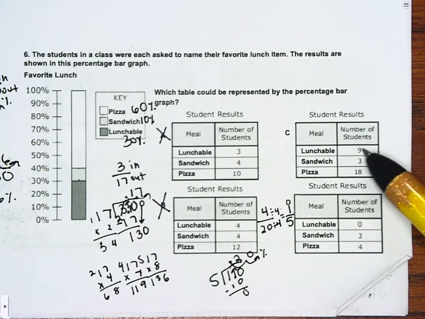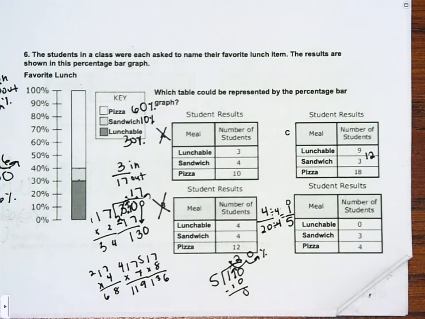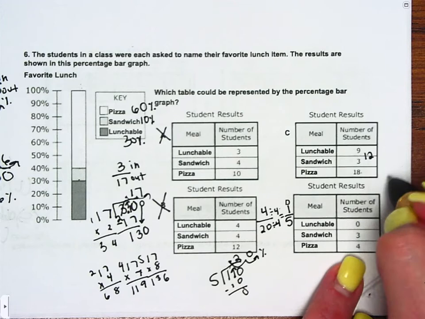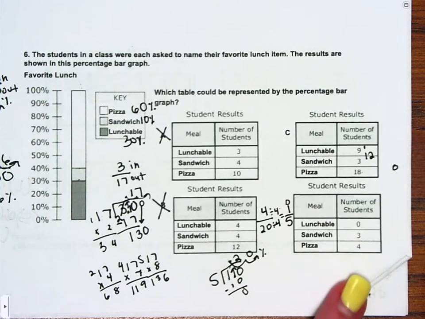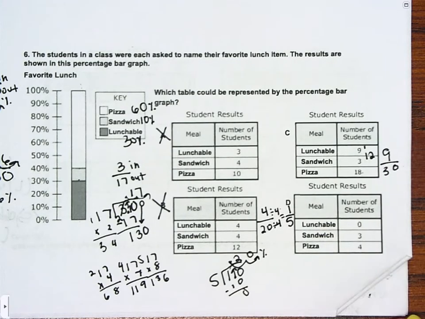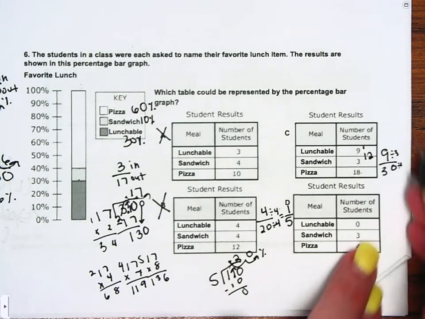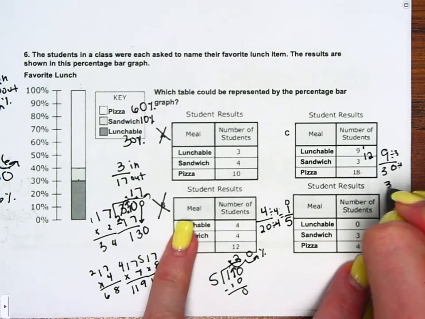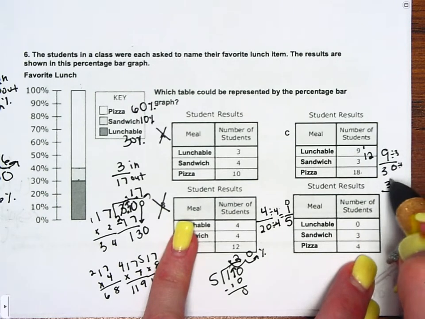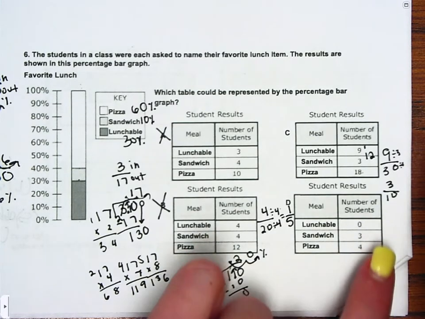C, I have 9 plus 3. 9 plus 3 is 12. I have 2 plus 8, that's 10. I carry my 1. 1 plus 1 is 2. 2 plus 1 is 3, so 30. So I have 9 over 30. I can simplify this by 3. 9 divided by 3 is 3. 30 divided by 3 is 10. And I say this as 3/10.